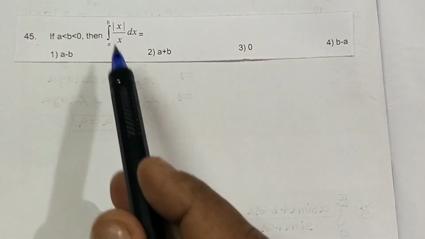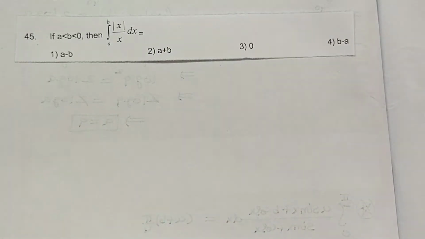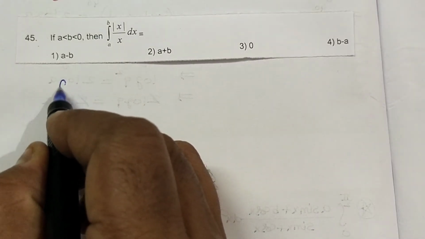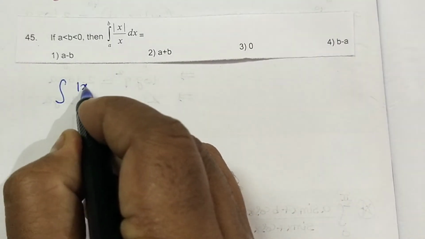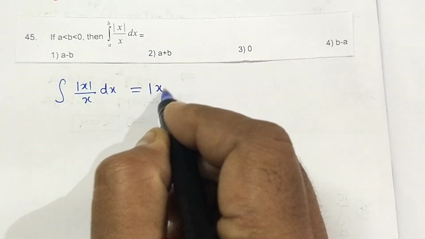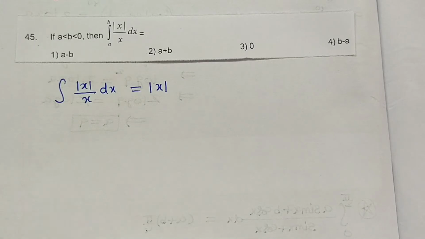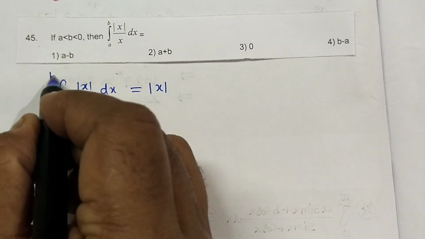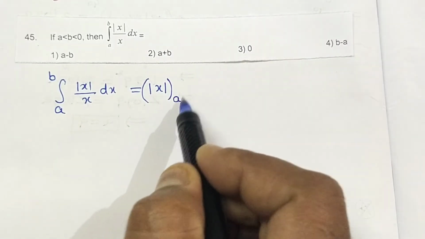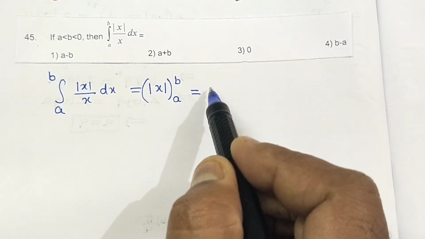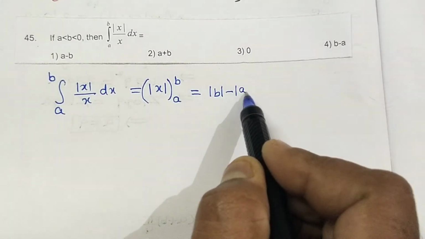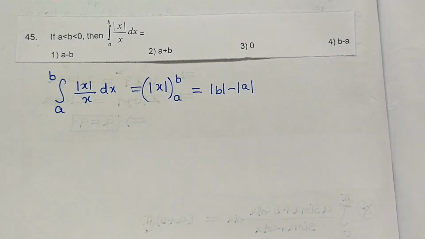Integral a to b of mod x by x dx. We have the formula that the integral of mod x by x dx is equal to mod x. So whenever limits are there, the integral from a to b of mod x by x dx equals, applying the limits a to b, mod b minus mod a. But this answer is not there in our options.